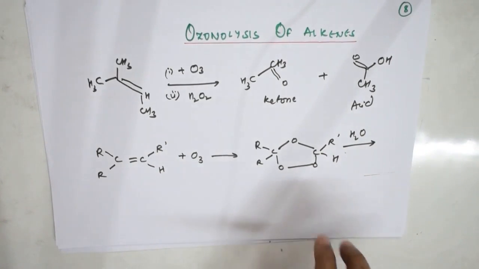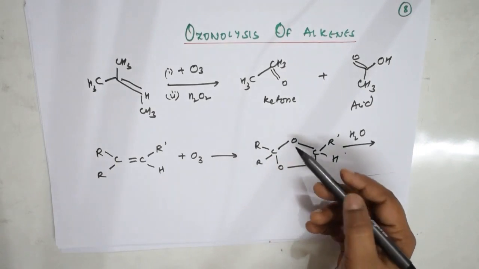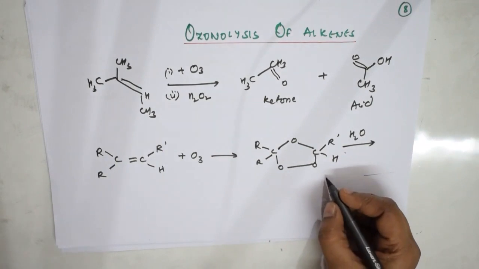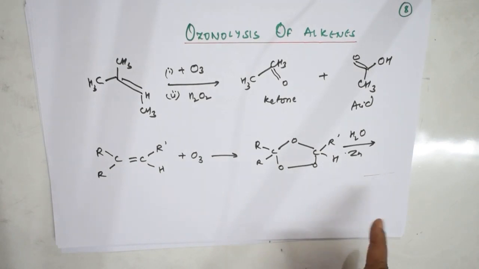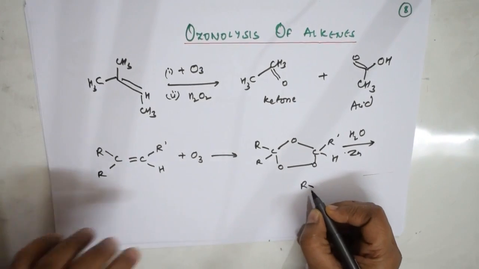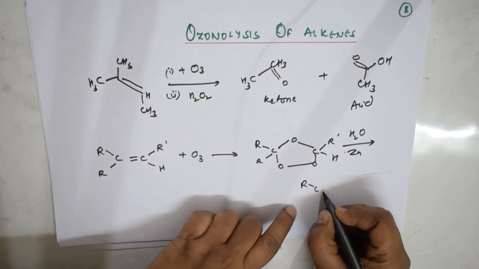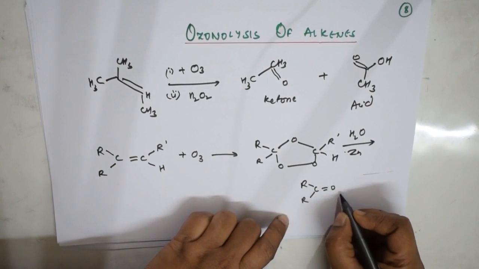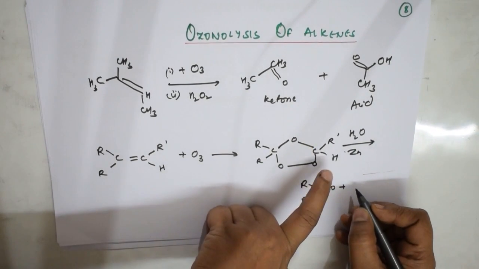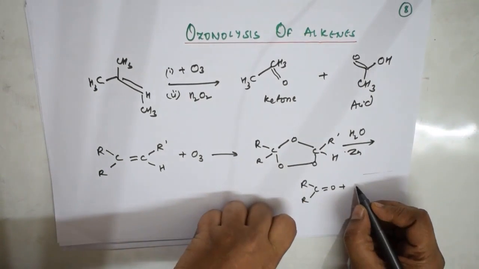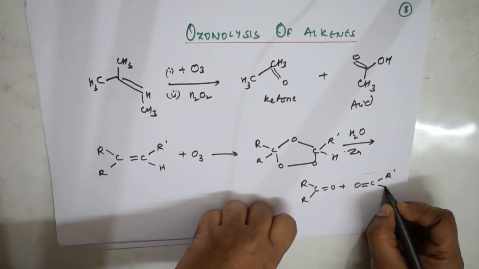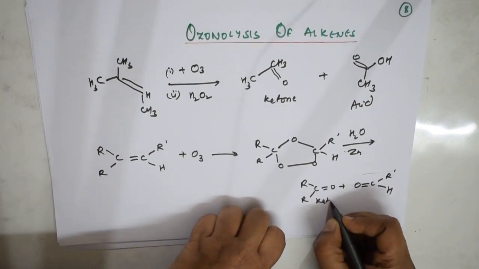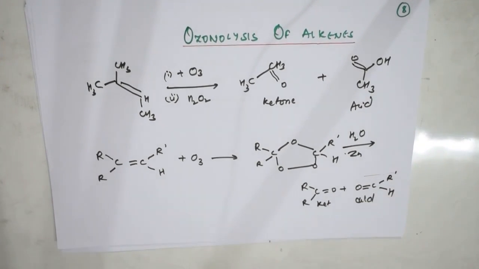So what are you going to get? There is a cleavage of the bond here. In this way it cleaves, and in the presence of zinc you will be getting two products. One is a ketone and one is an aldehyde. The ketone, if I break it here, is C double bond O R, and if I break this side, the compound I get is C, R and H. So this is the ketonic part and this is the aldehydic part, right students?